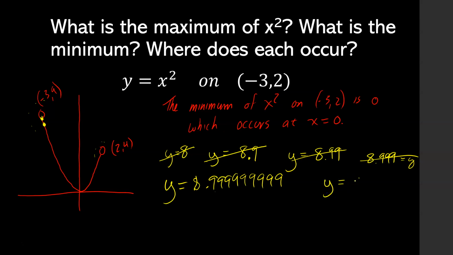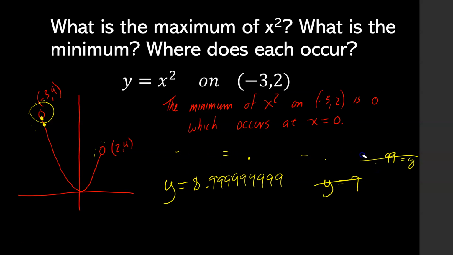Wait, why don't I just say 9? Well, because y equals 9 is the height of this hole up here, and x squared is not defined at -3, it's only defined just to the right of -3. So y equals 9 is out. What does that mean then about the maximum of x squared?